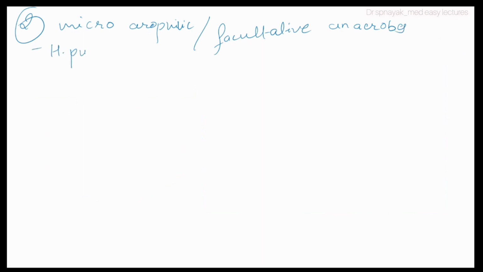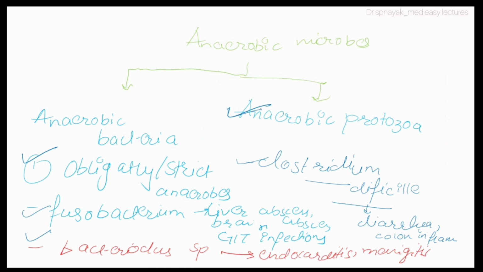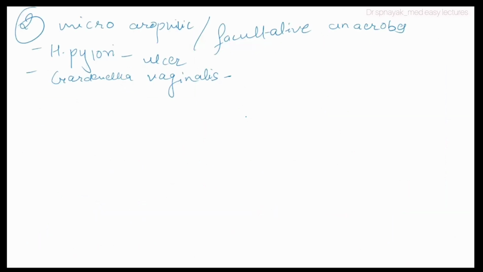Helicobacter pylori, which is responsible for causing the ulcers. Then we have the Gardnerella vaginalis, which is responsible for causing certain vaginal infections. Okay. So then we come to the anaerobic protozoa. So in anaerobic protozoa, we have 3 classes, or we have 3 examples.